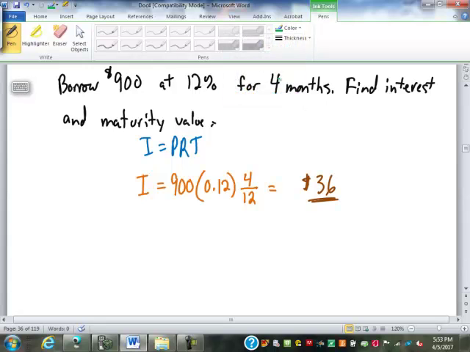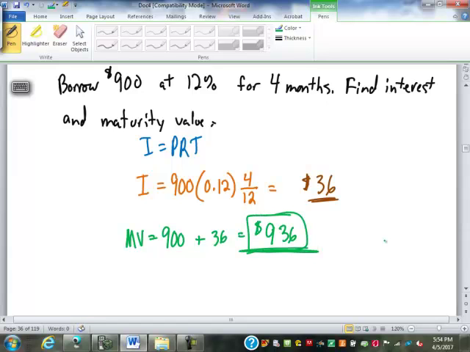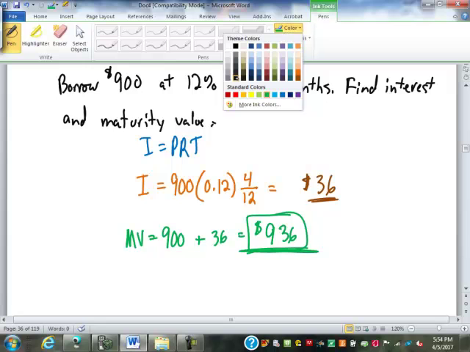So then to find the maturity value, what are we going to do? The $900 principal plus the $36 in interest. Good. So that's $936 is what's paid back. That's the maturity value.